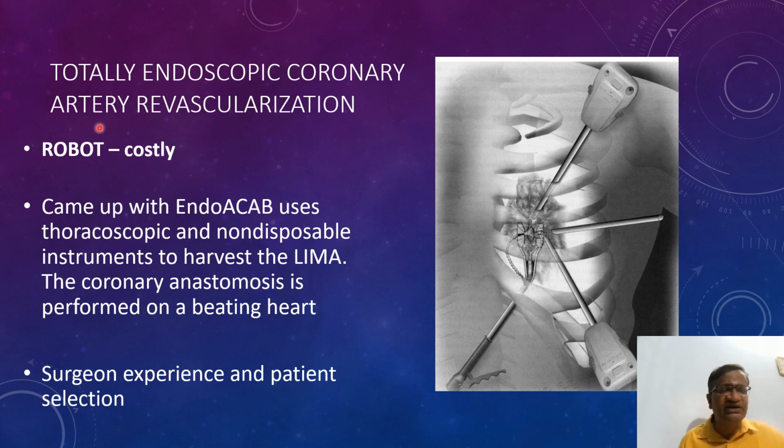Totally endoscopic coronary artery revascularization. Robot is very costly. Then we came up with endo-CABG, which uses thoracoscopic and non-disposable instruments. Non-disposable means it is cheaper. To harvest the LIMA, coronary anastomosis, we use a thoracoscope, harvest the LIMA and connect it to the LAD. So this depends on surgeon's experience and patient selection. So it can be done as a thoracoscopic procedure also.